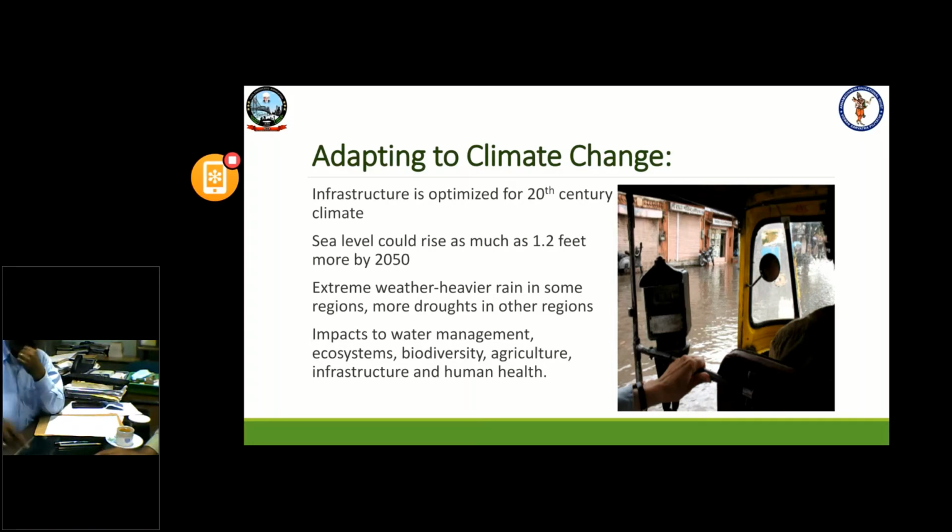Extreme weather, heavier rain in some regions, as well as more droughts in other regions. This is the effect due to climate change, which also impacts water management, ecosystems, biodiversity, agriculture, etc., and extends to human health also.